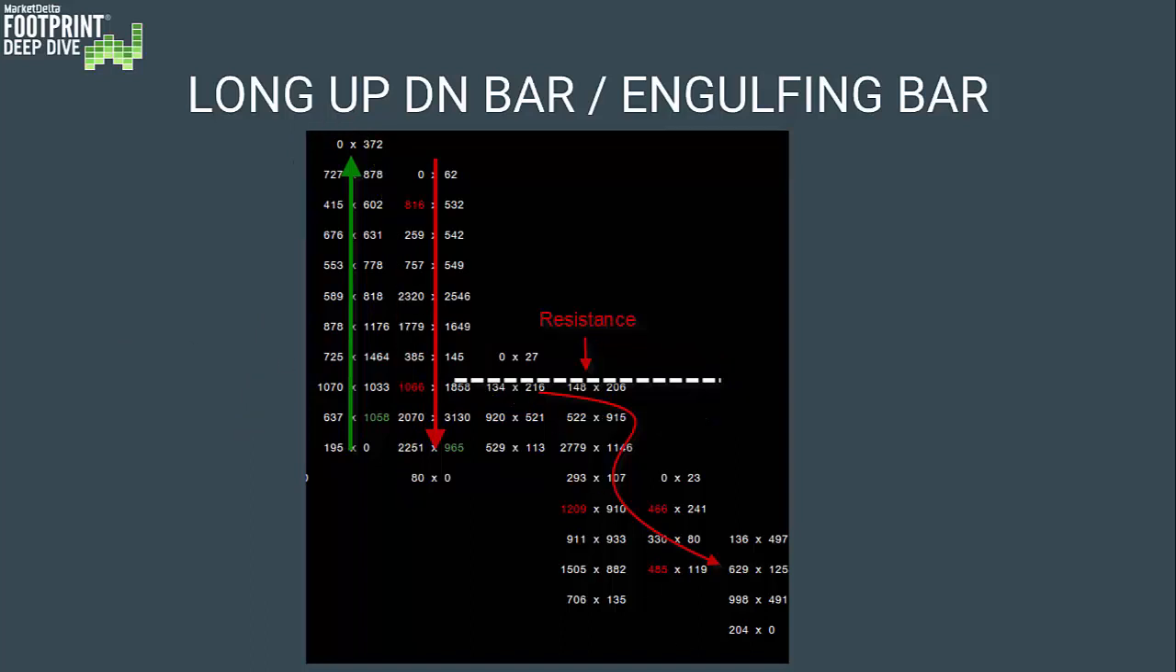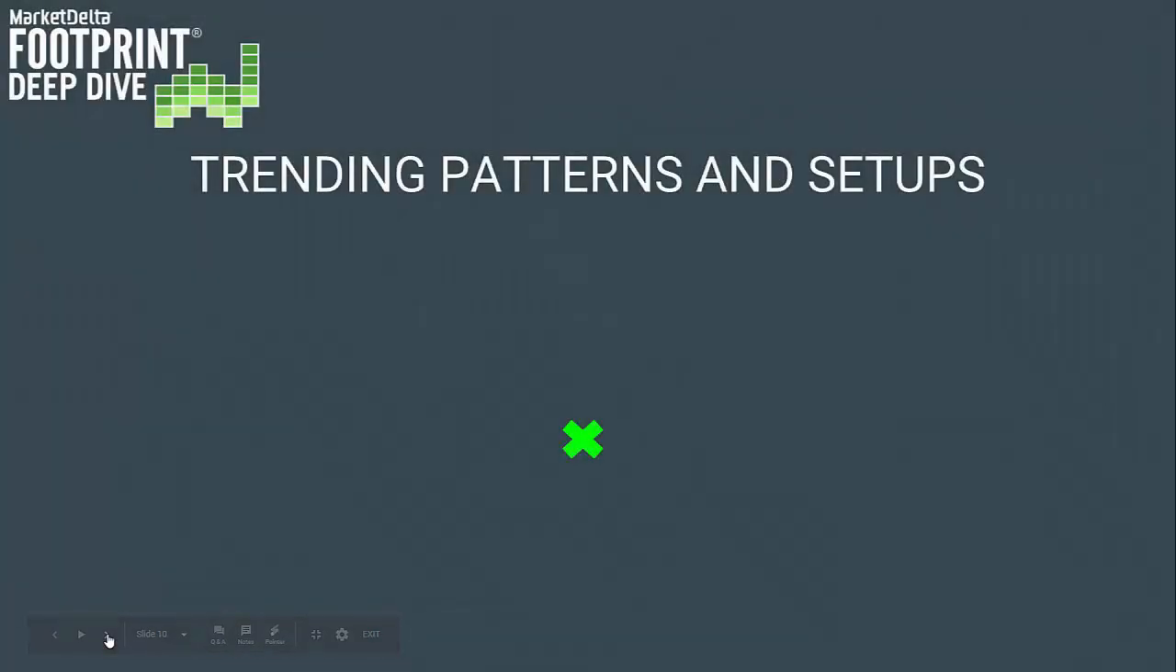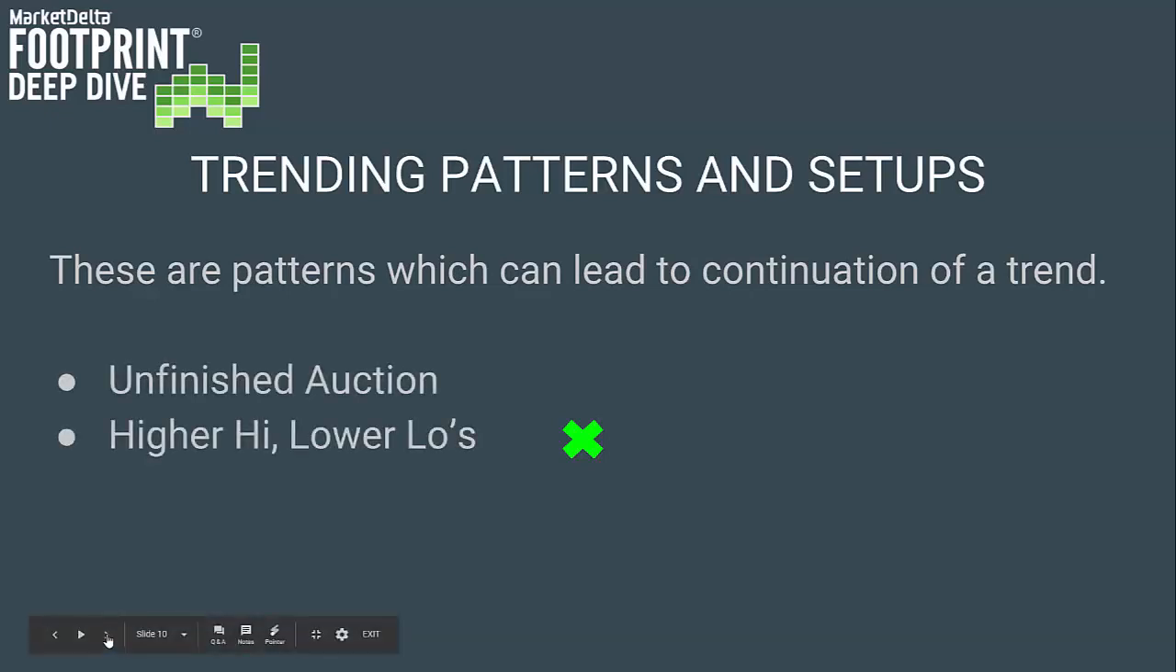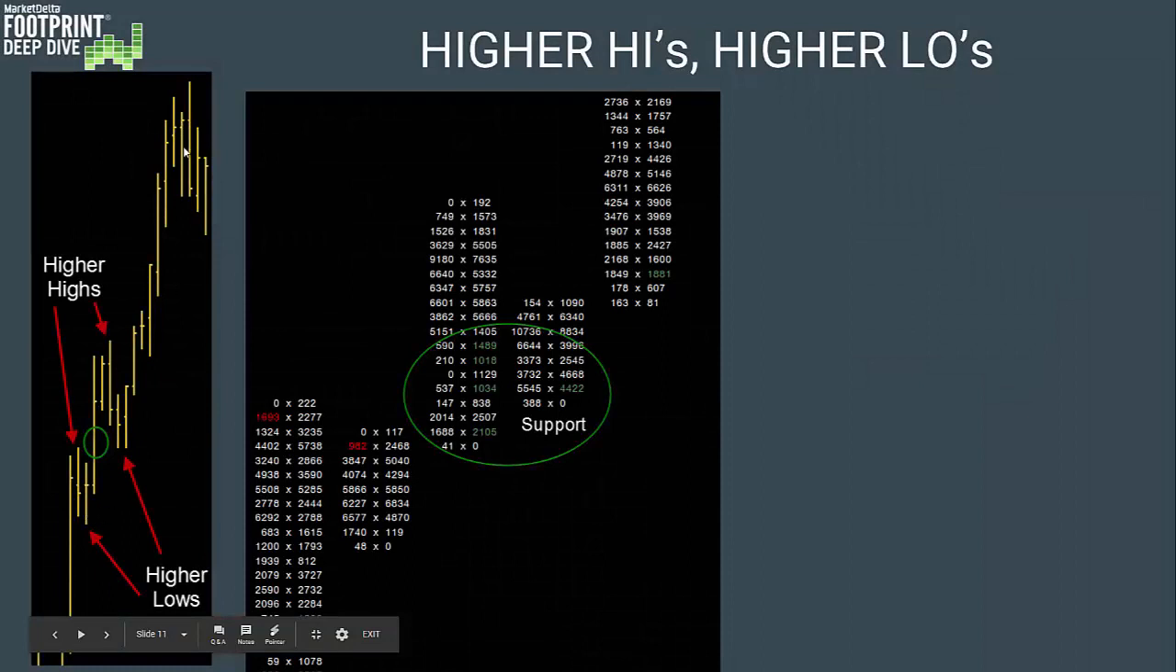So that's the long up-down bar as explained by this image as a transitional moment. Trending patterns and setups. These are patterns which could lead to continuation of a trend. Unfinished auction, which is what Trevor covered, higher highs, lower lows, which is what the pattern looks like in an uptrend, is what I'll cover. Naked POCs is, again, what Trevor covered in part 1. 2 images. Real simple uptrend pattern.